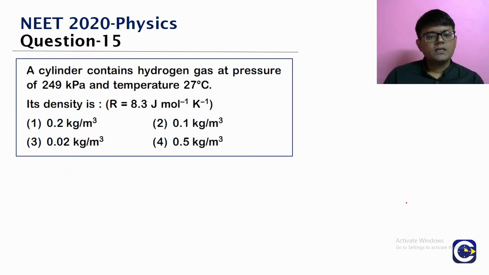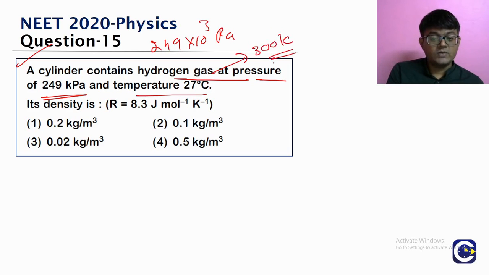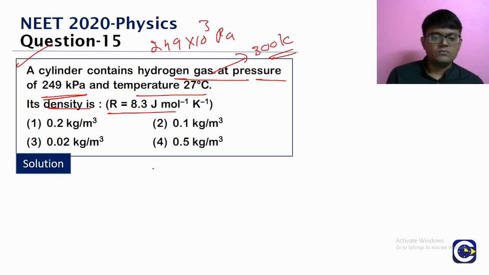Okay, next we will go on to a question which is based on gas properties. A cylinder contains hydrogen gas at a pressure of 249 kilopascals, means 249 into 10 power 3 pascals, and a temperature of 27. Whenever you use the gas laws, always the temperature has to be taken on the Kelvin scale. So 27 degrees centigrade is approximately 300 Kelvin, because we have to add 273. What is its density? They are asking us to find the density. What is the density formula?